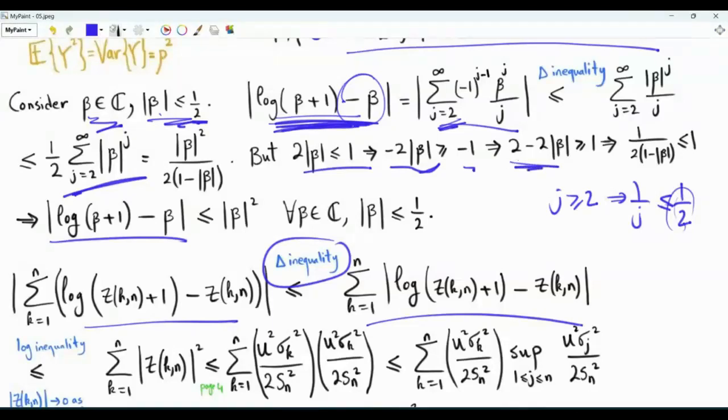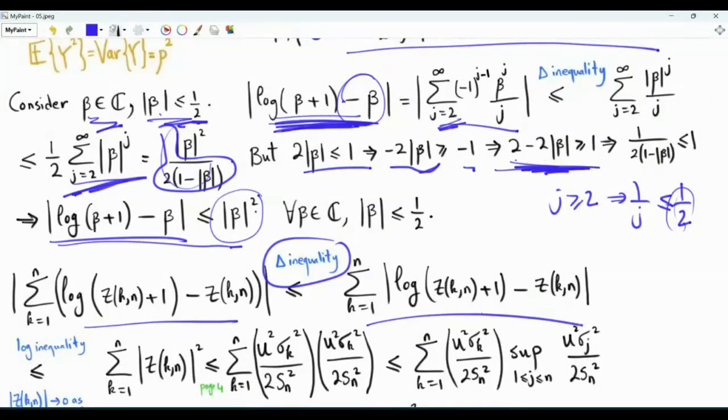If we add 2 to both sides, we have 2 minus 2 times the magnitude of beta is greater than or equal to 2 minus 1, which is 1. Take the reciprocal of both sides, and this will be that 1 over 2 times 1 minus the magnitude of beta, and this is what we see here, is less than or equal to 1. So this summation is less than or equal to the magnitude of beta squared. But for this to be true, we need the magnitude of beta to be less than or equal to 1 over 2. Can we apply this inequality to our case here?